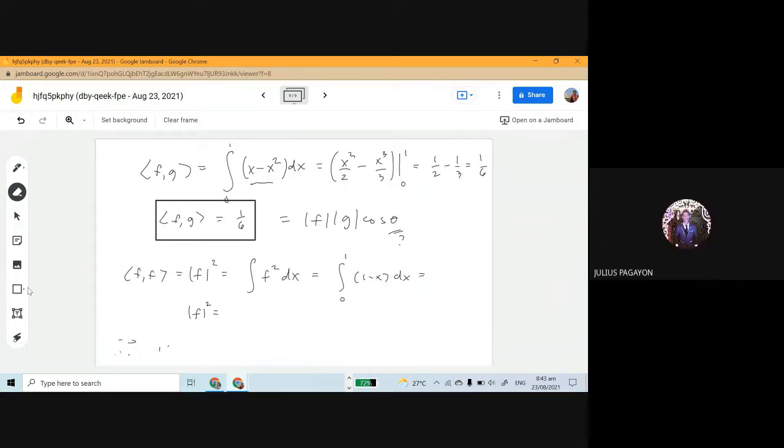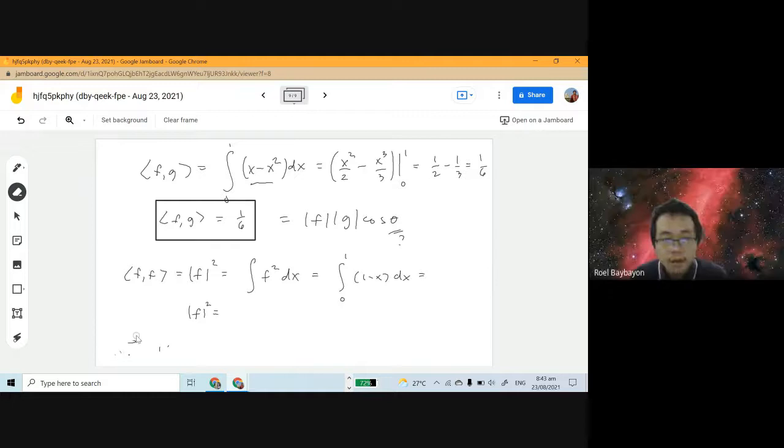Sir, di ba square man? 1 minus x square. Yeah. Tama. Thank you. So this is square. Okay. Sakto. So square. So expand na ko na, no? Nakoy 1 minus 2x plus x square dx.